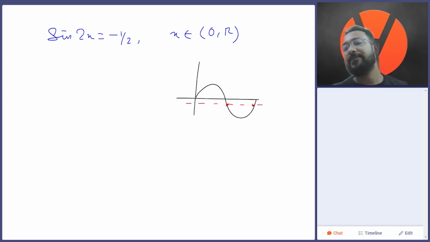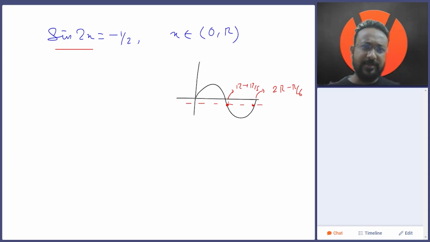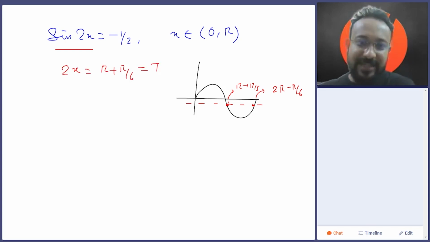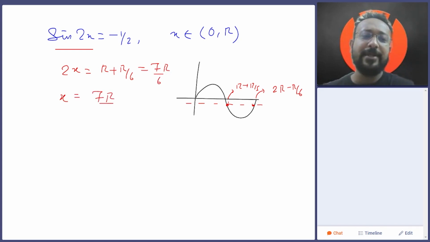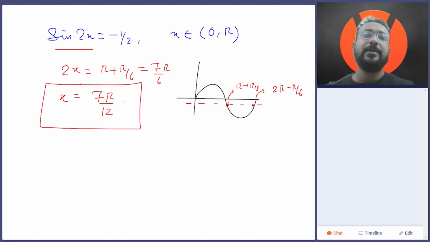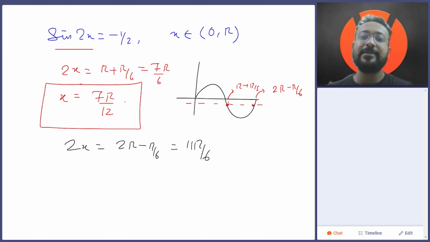It means whatever is this length should be pi plus pi by 6. And this point should be 2 pi minus pi by 6. Yes or no? So sine 2x minus half means 2x should be pi plus pi by 6, which very easily comes out to be 7 pi by 6, sir. Hence, x happens to be 7 pi by 12. Clear? The other point is very simple. Again, 2x should be 2 pi minus pi by 6, so it will be 11 pi by 6. Hence, x will be 11 pi by 12.